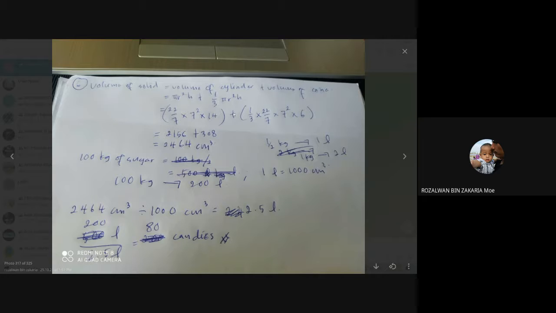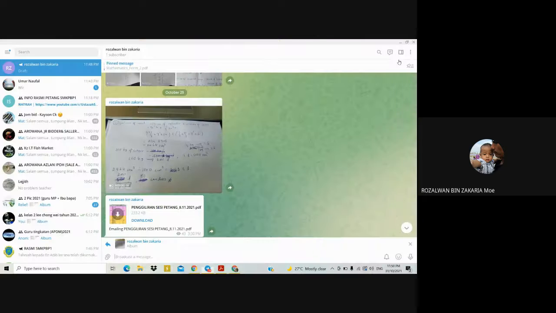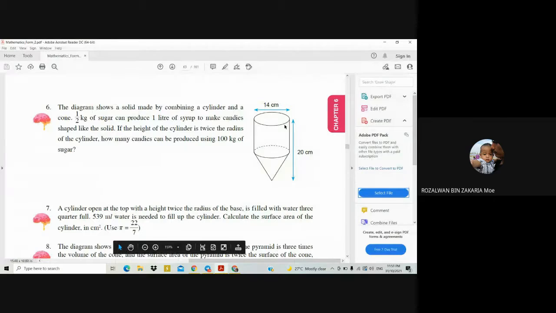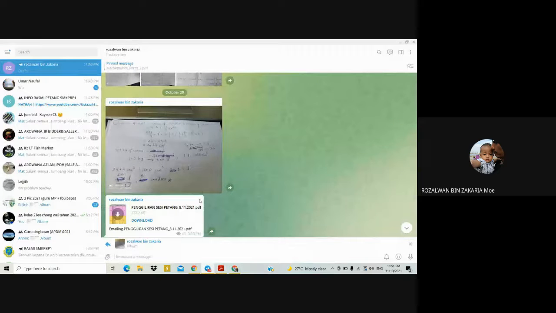Close bracket, then plus, you have to find the volume of the cone. So 1 over 3 multiply with pi, I also use 22 over 7, multiply with the radius of the cone, which is equal to the radius of the cylinder, 7. So 7 to the power of 2, and multiply with the height of the cone. How to find the height of the cone? If you refer to the diagram, we already know the height of the cylinder is 14. So the height of the cone is 20 minus 14, which is 6 cm.